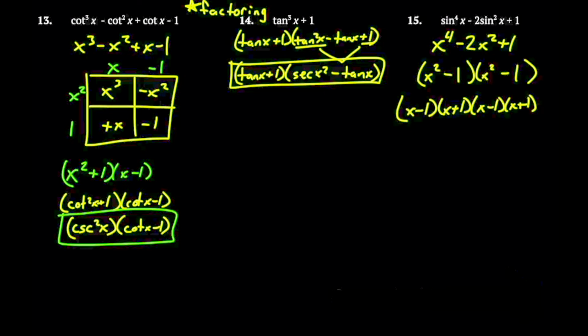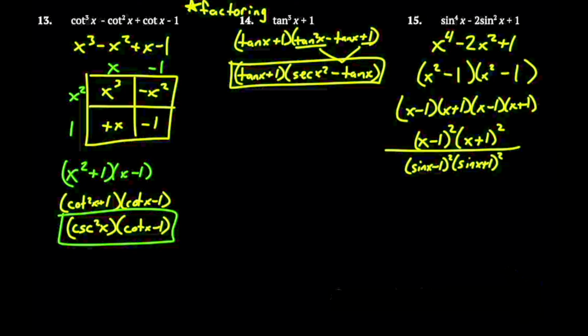So you could simplify this a little bit because we have 2 of these x minus 1 factors. So if you just write them as x minus 1 squared, that makes it a little bit easier, and then same thing with the x plus 1s. But remember, I replaced sine of x with an x, so we have to go back and do that at the end. So this would be sine of x minus 1 squared, and then sine of x plus 1 squared.